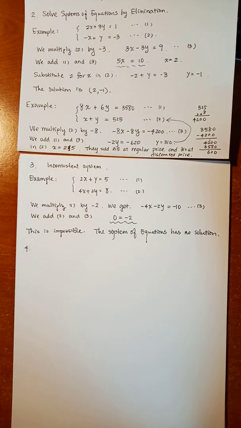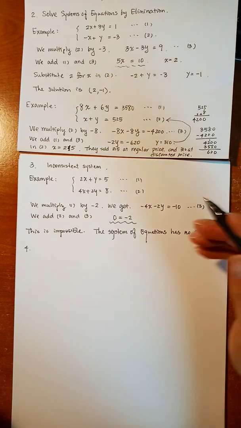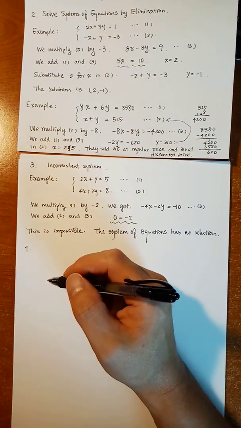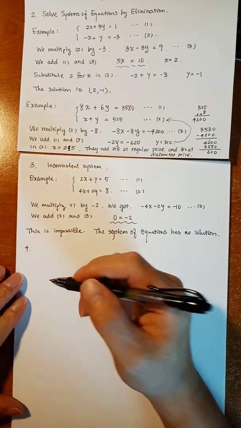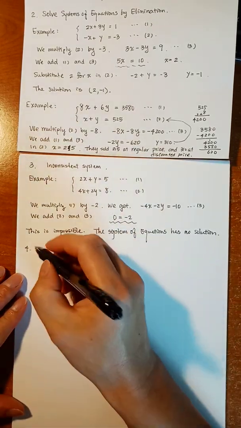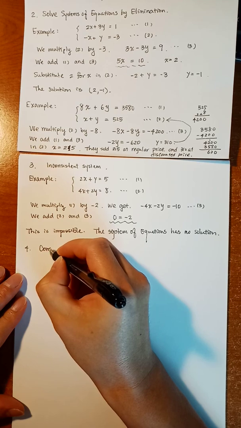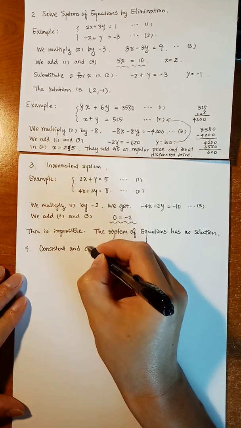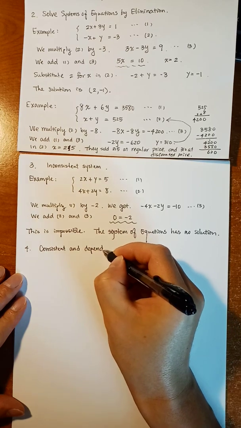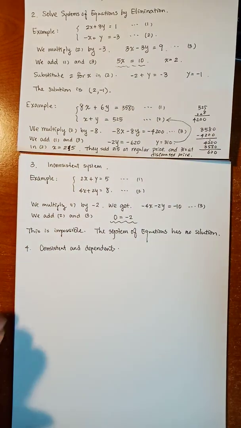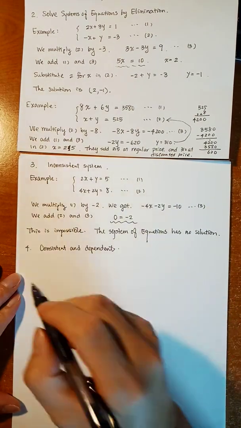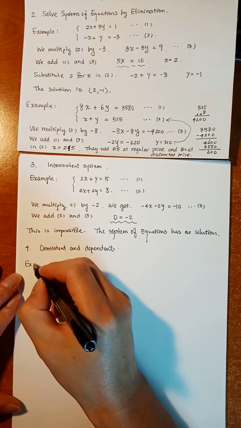Another interesting situation, but not the Euro situation, is the dependent situation. Remember, you have infinitely many consistent and dependent. Consistent and dependent. Okay, so let's see what is a consistent and dependent case.